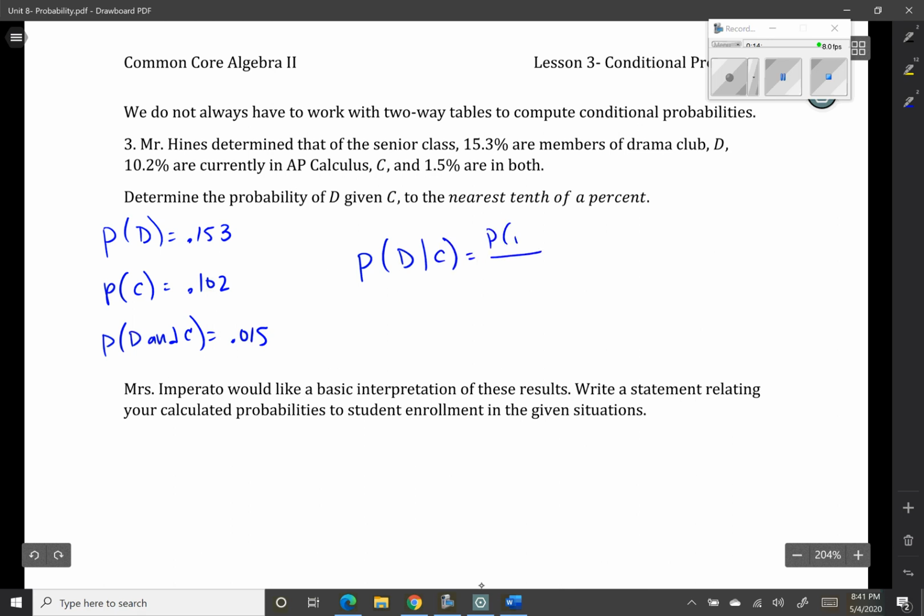Well, that would be the probability of D and C divided by just the probability of C. So we're saying both happening with "and," and then we're dividing by whatever the probability of what was given was. Since we already know these numbers, the probability of D and C is 0.015. The probability of C is 0.102. Type that in the calculator, 0.015 divided by 0.102. That gives us the decimal 0.147. It says to show it as a percent, so we'll say 14.7%.